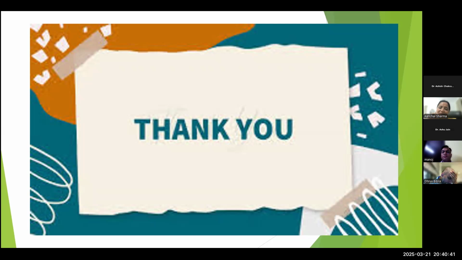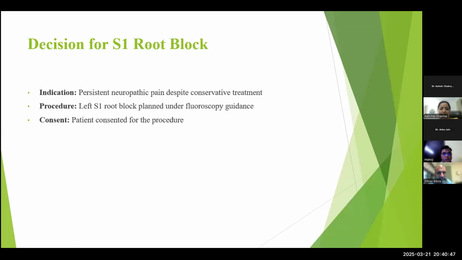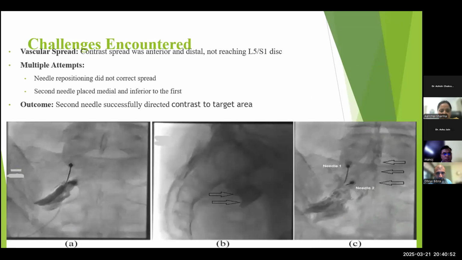So basically, what I wanted Dr. Manoj to show was the first slide. I find it very surprising that in the lateral view, the needle is not visualized, or am I missing it? In the lateral view, is there any needle visible? I can't see the needle there. Yes, sir, I am also not able to see. That's a very good catch.